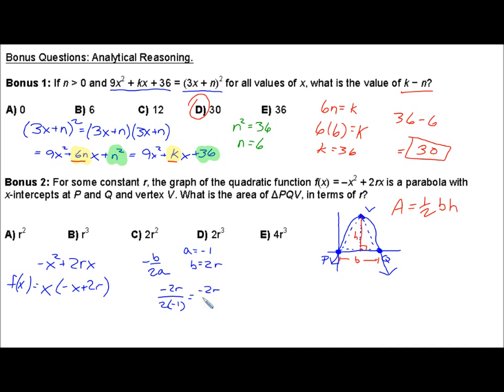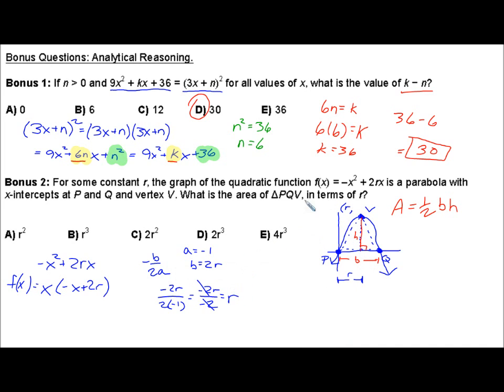That's negative 2r over negative 2. So these two cancel, and I'm left with just r. So what I'm saying is, the x value of my vertex has to be r. In other words, the distance from here to the middle is the value r. It's halfway, it's half of b. It's halfway between.